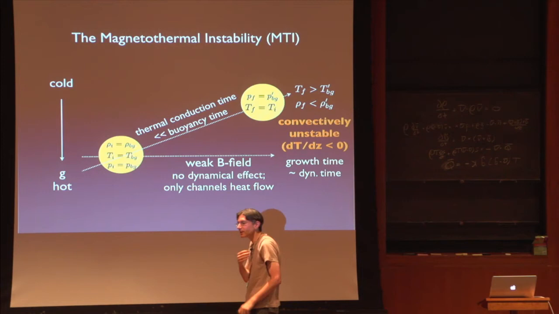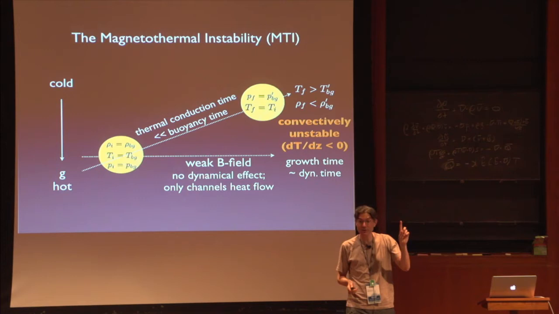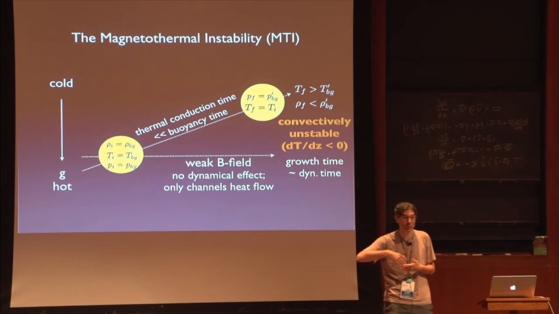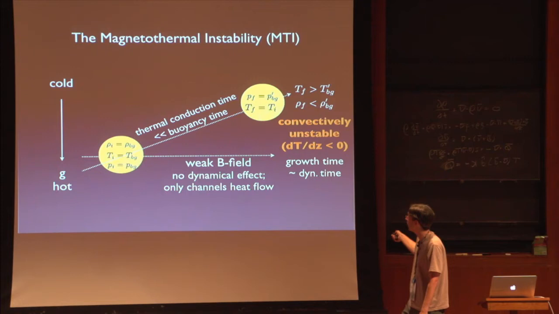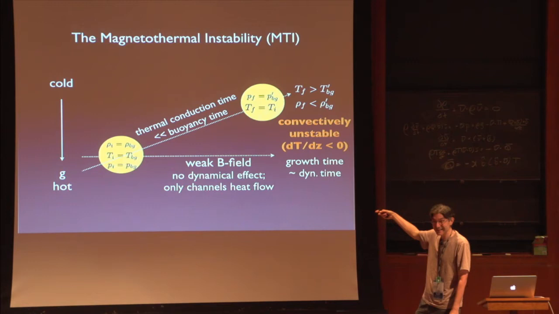So this is really amazing, right? By only introducing this asymmetry into the problem, where the heat doesn't flow the same in every direction, but only flows preferentially along the direction of the magnetic field, we've changed the problem from one in which rapid diffusion wipes out buoyancy and gets rid of convection to one in which rapid diffusion actually generates convection. And the condition for convective instability now is not that the entropy gradient is negative, it's that the temperature gradient is negative. Hot deep down, cold further up is the setup that's convectively unstable.